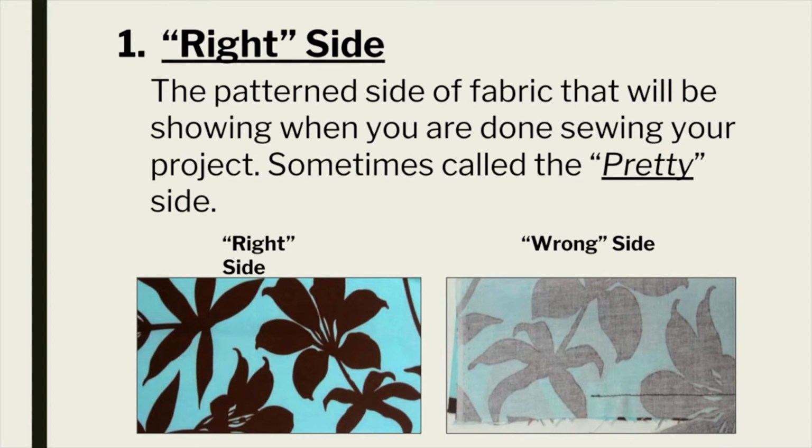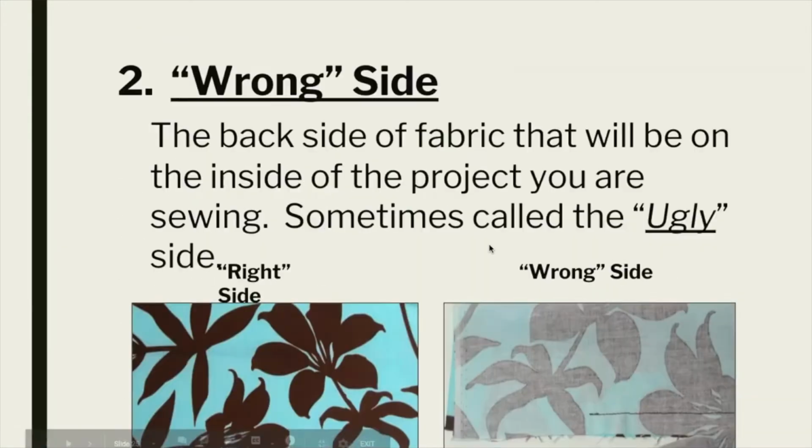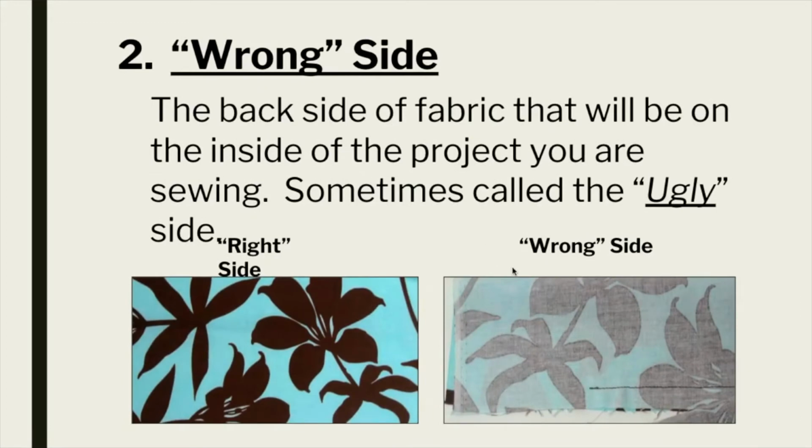First is the right side of the fabric. The right side of the fabric is the pattern side of the fabric that you want to have showing when you're done sewing your project, oftentimes called the pretty side, as compared to the wrong side. The wrong side is the back side or the inside of the project, sometimes called the ugly side.